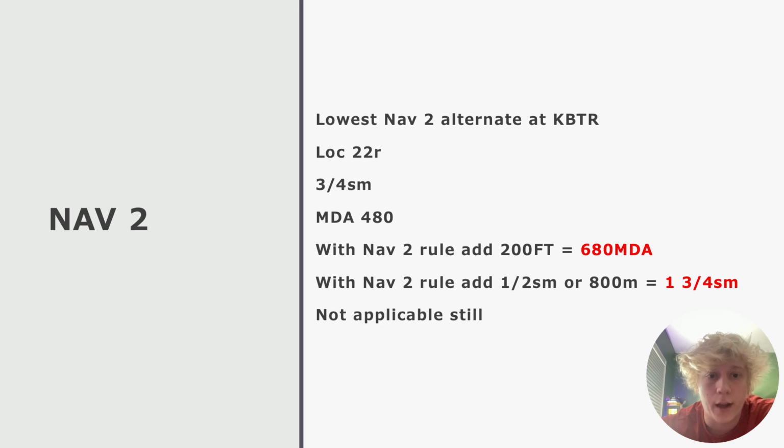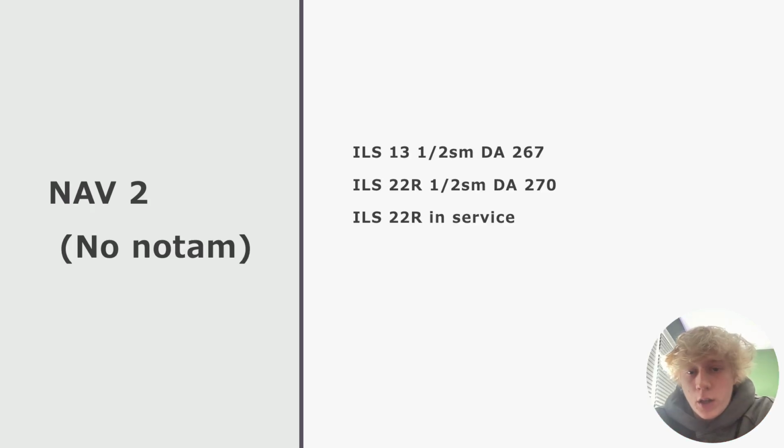So now looking at the NAV2, the lowest NAV2 alternate in this case at Bravo Tango Romeo would be the localizer 2-2 right. So that's 3/4 statute mile, MDA 480. So using that rule again in the FOM, add that 200 feet, get a 680 MDA, and then add that half statute mile visibility, so 1 and 1/4 statute miles, again, sadly, not applicable. We're going to take a quick look at our options here with that NOTAM removed.